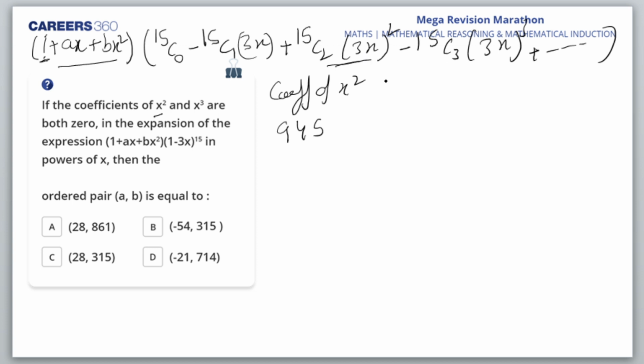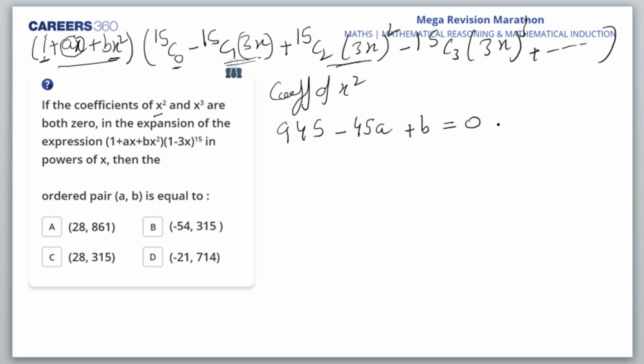Is that okay, students? Then ax would be multiplied to what to give x square? It would be multiplied to this term. So what do I get? I get minus 15c1, which is 15. 15 into 3 is 45. So minus 45a. Am I right? Minus 45a. And then again, I'll multiply bx square with 15c naught. 15c naught is 1 only. So I'll get b. That's equal to 0.